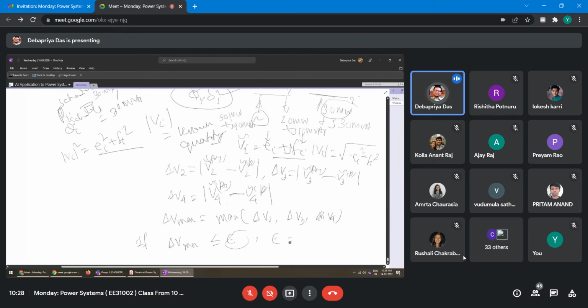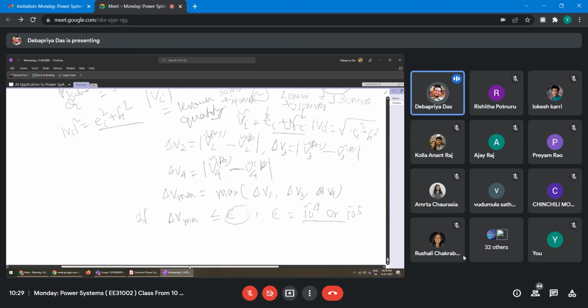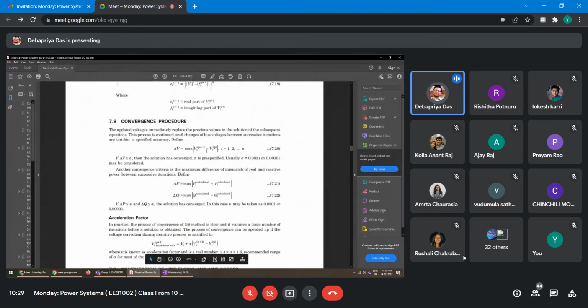This epsilon may be 10 to the power minus 4 or 10 to the power minus 5, because everything is in per unit. So if it is less than 10 to the power minus 4, that means if the max is less than that, naturally all voltage difference magnitudes will be less than that, right? This is one convergence criterion, whatever is written here. This is for n number of buses, but in general, similarly for P calculated and P scheduled.